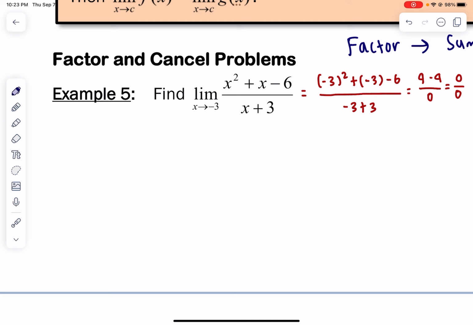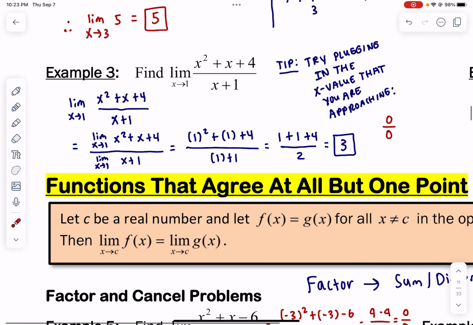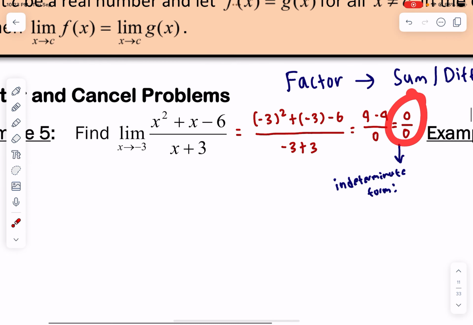And this is what we call the indeterminate form. Okay, so we'll talk a lot about indeterminate form at the very end of our limit section. But in this case, we have 0 over 0. So plugging in x equals -3 directly doesn't help us. And please remember, if you go back to example 3, we plugged in our x value directly, and we were actually able to get a value out of it. So that's good. But sometimes it's not always the case.